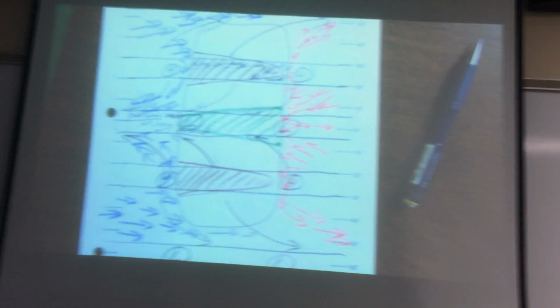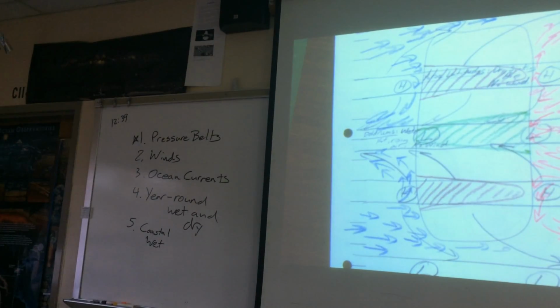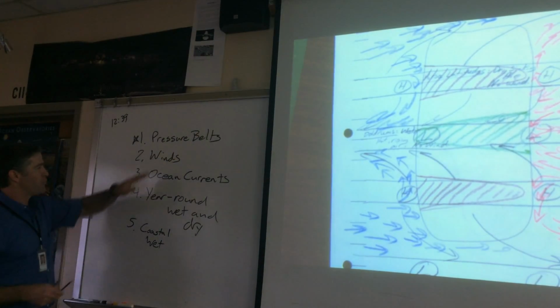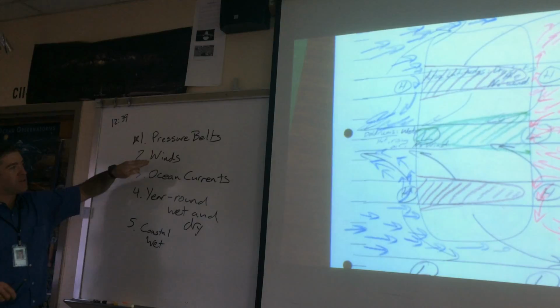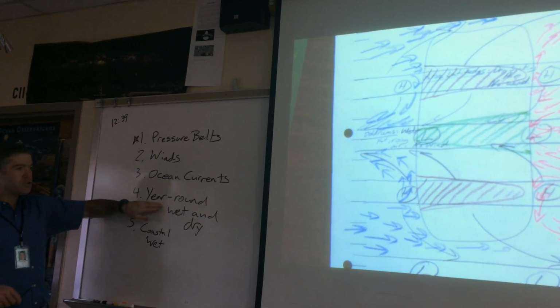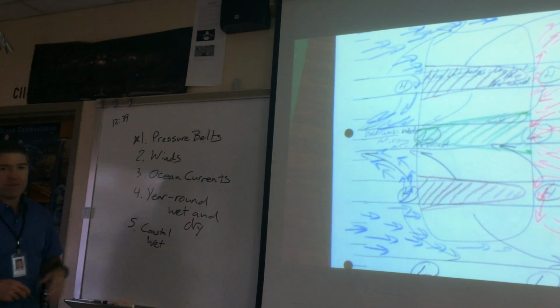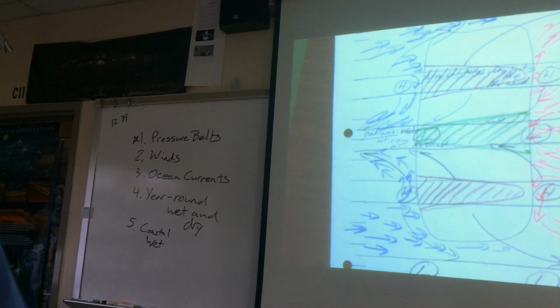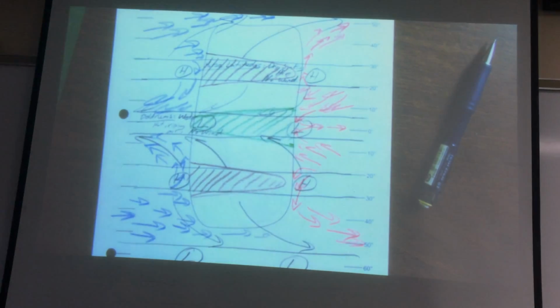So on this little list of all the stuff that we're doing on this continent, we've got pressure belts. The pressure belts make the winds. The winds make the ocean currents. The ocean currents influence the year-round wet and dry. And then we've got the last part, the coastal wet.